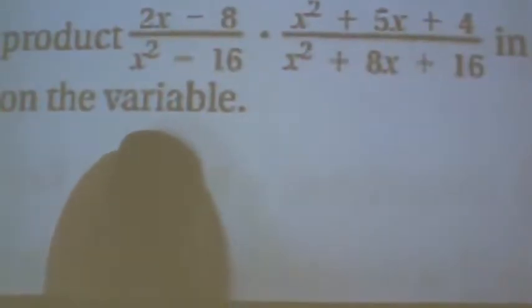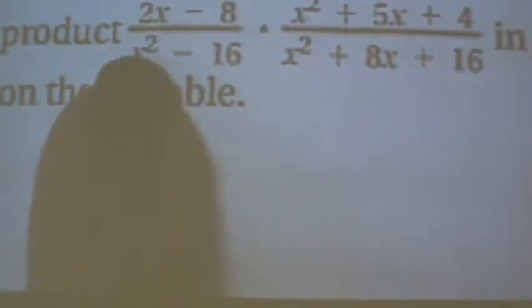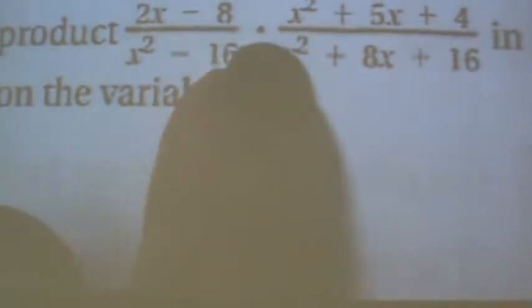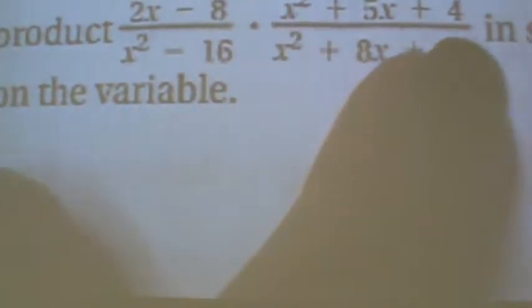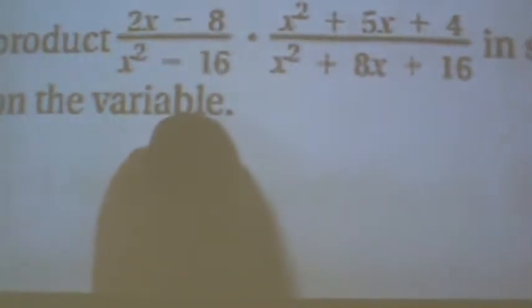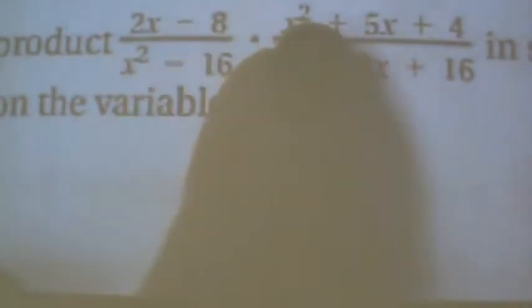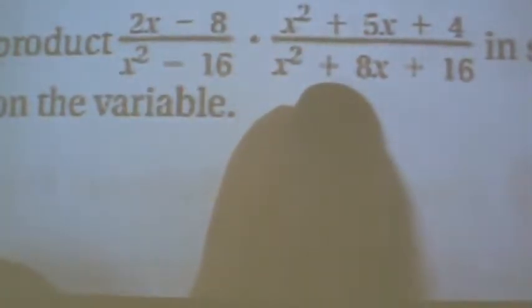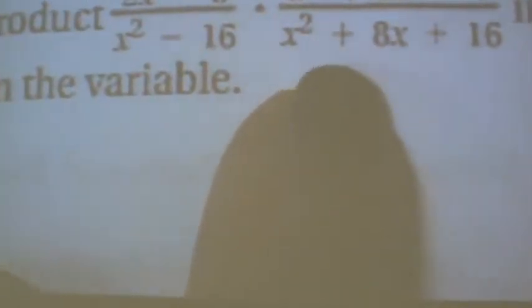All right, you're going to do this next one with me. 2x minus 8 over x squared minus 16 times x squared plus 5x plus 4 over x squared plus 8x plus 16. You're going to factor the daylights out of this problem: the numerator, the denominator, the numerator, and the denominator. If you can't factor, we're going to have some trouble.